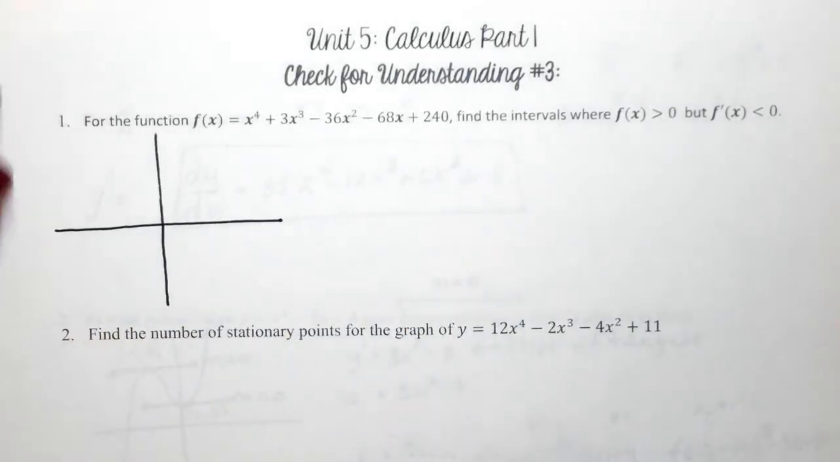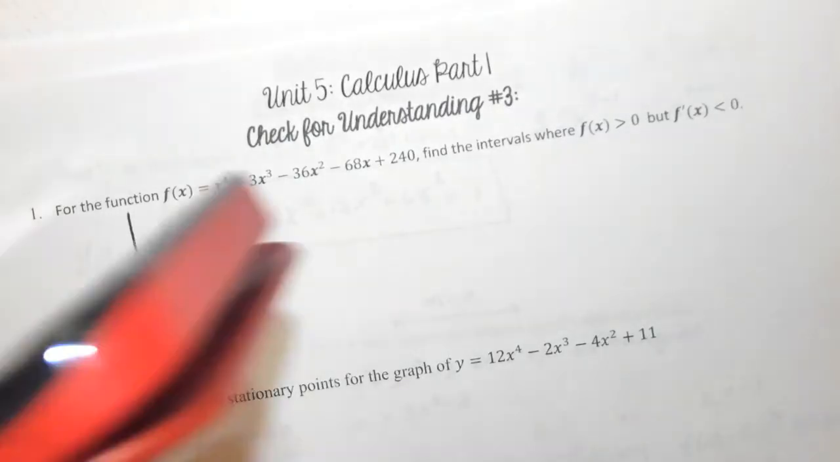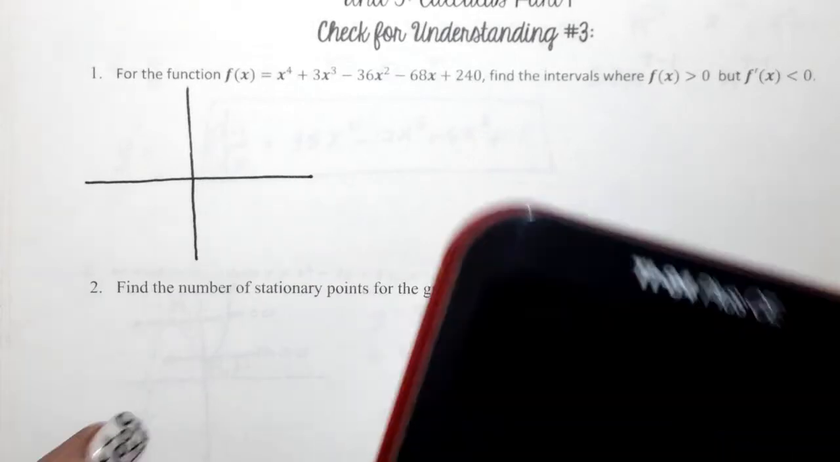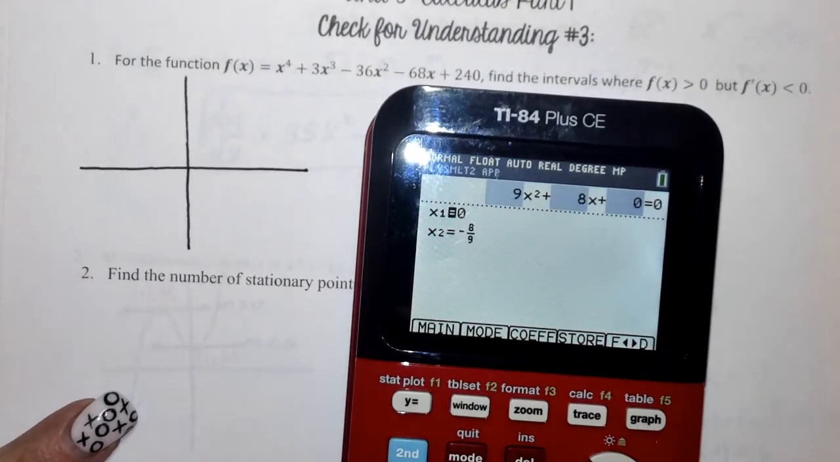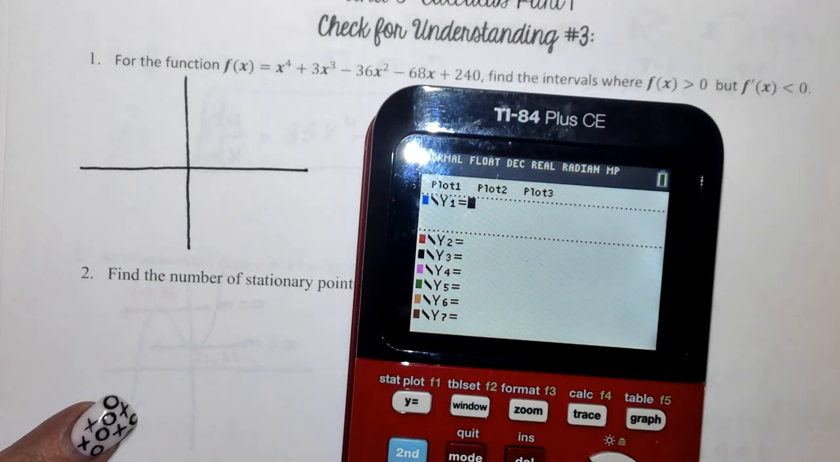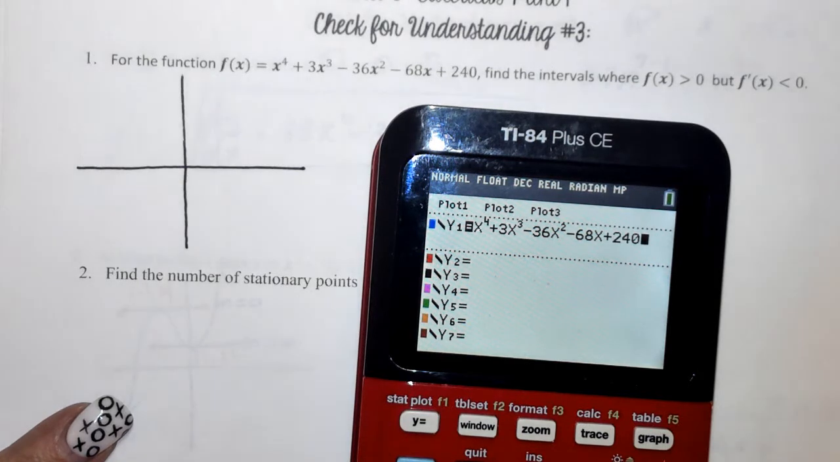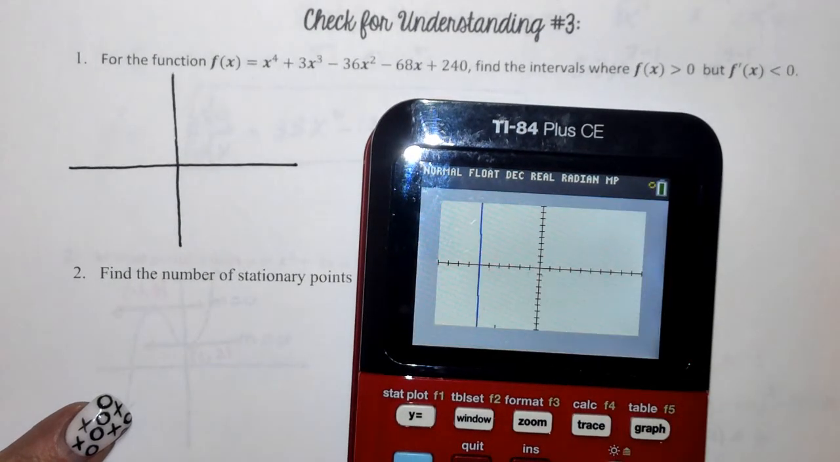So I'm going to come over here and graph it. I'm going to hunt down my calculator that I have sat down somewhere, and put both of these into my calculator. First thing I'm going to do is go to y equals and put this in: x to the 4th power plus 3x to the 3rd minus 36x squared minus 68x, oh, plus 240. Okay, let's see if we can graph this.